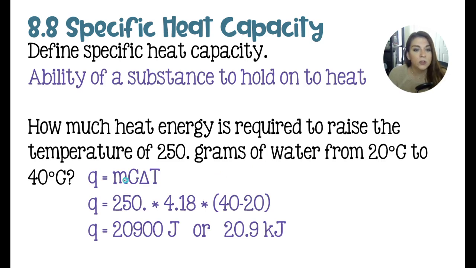M stands for mass in grams. C is the specific heat capacity of water, which is 4.18 joules per gram Kelvin or joules per gram Celsius. And delta T is going to be the final temperature minus the initial temperature, so 40 minus 20. In total, that will give us a temperature change of 20. Multiplying all of those values, we wind up with 20,900 joules or 20.9 kilojoules.